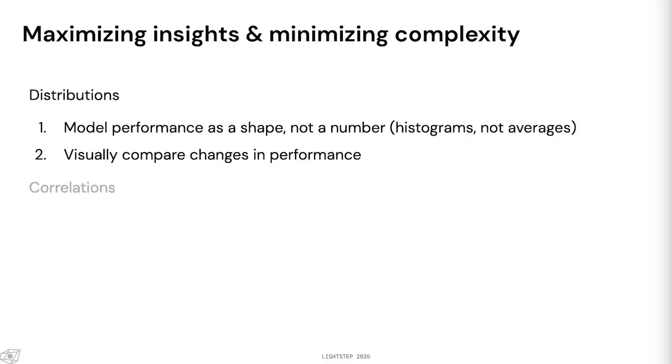The first topic I want to talk about in this section is around distributions. At last year's Performance Summit, a coworker of mine talked about modeling performance as a shape and not a number. He advocated for using histograms and not just averages or percentiles to measure performance. And the main reason was that using averages and quantiles like even P99 can hide the distinct behaviors in your application, and they aren't helpful for understanding complex systems that have varied behaviors. The other benefit to modeling this as distributions is that we can visually compare changes in performance, which are harder to do when it's a single number you're looking at.